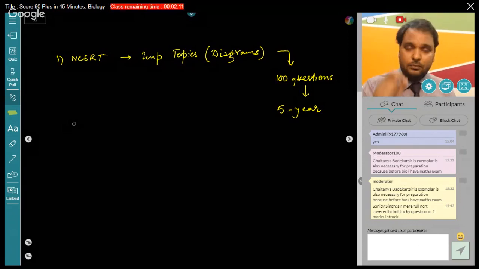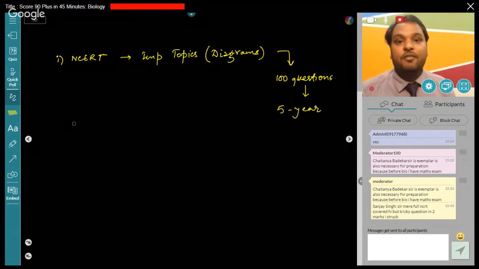Then try to draw flow charts. In processes, let's say fingerprinting, let's say PCR, do draw the flow chart. That's a very, very good way to represent, and that actually shows confidence in you that yes, I know it.